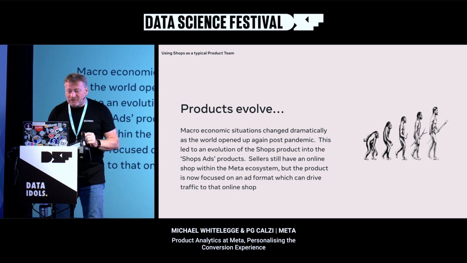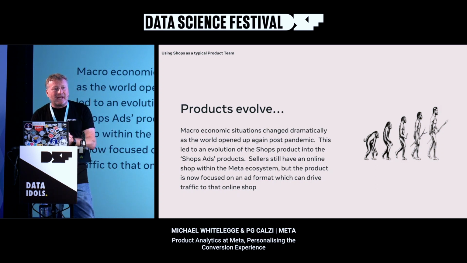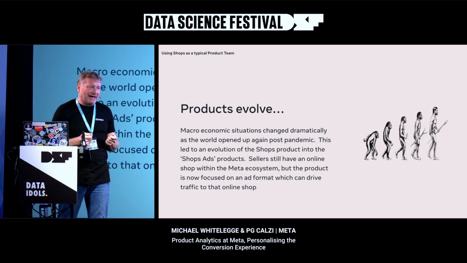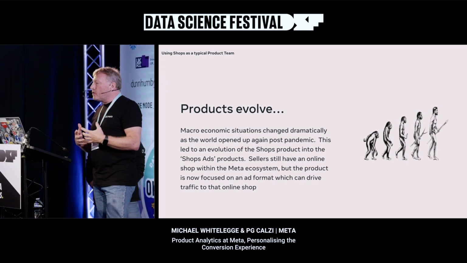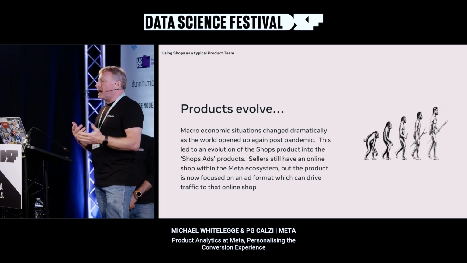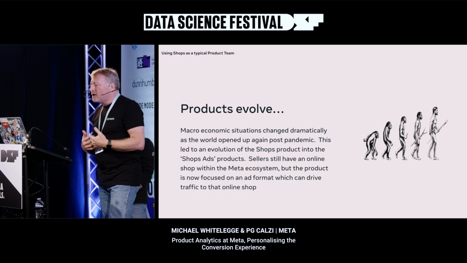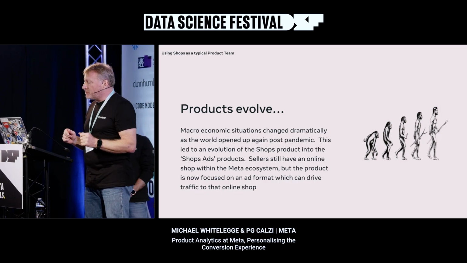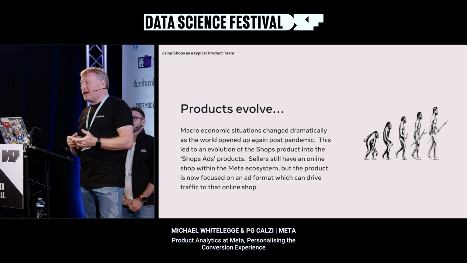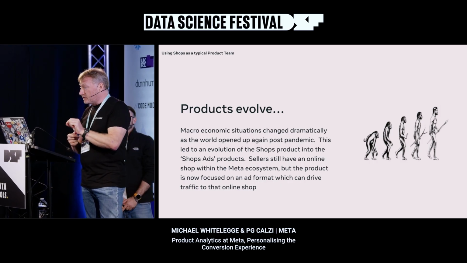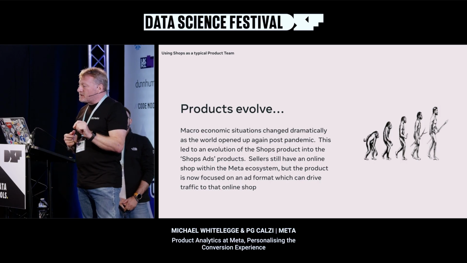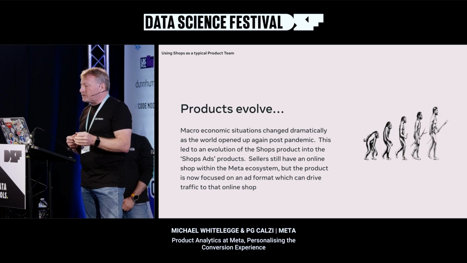Fine. So products evolve. Post-pandemic, people's shopping habits switched back away from e-com. People were desperate to get out of their homes and get back into physical stores. So the focus was less on shops being an actual product in itself, and the concept evolved into what we call shops ads. That's a specific advertising format, which, when you click on an ad that's a shop ad, lands you on a Meta-hosted online shop as opposed to the seller's own website.